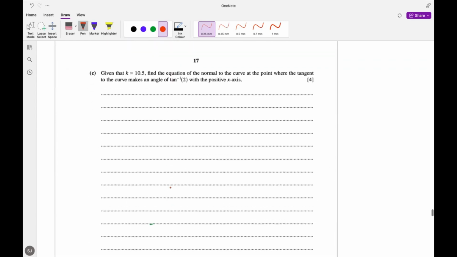In part C, it says that given that k is equal to 10.5, find the equation of the normal to the curve at the point where the tangent to the curve makes an angle of tan inverse of 2 with the positive x-axis. Now, in the first step, we have to understand that if we have a curve like this, and let's say this is the x and y axis, the tangent is making an angle of tan inverse of 2 with the x-axis. So this is the angle tan inverse of 2.